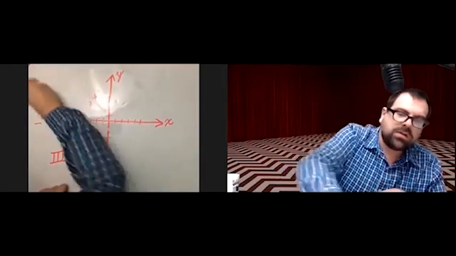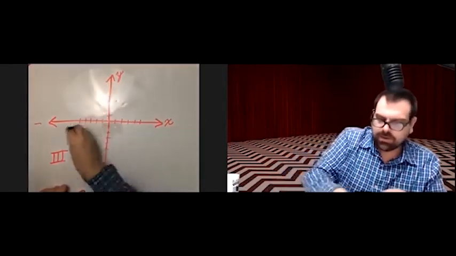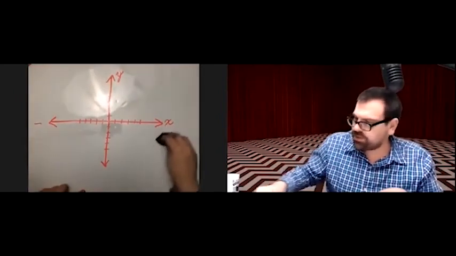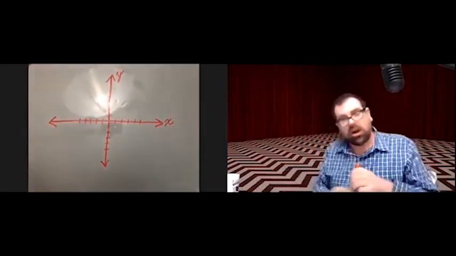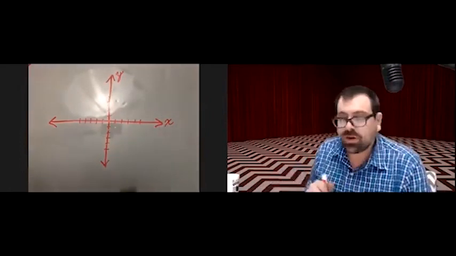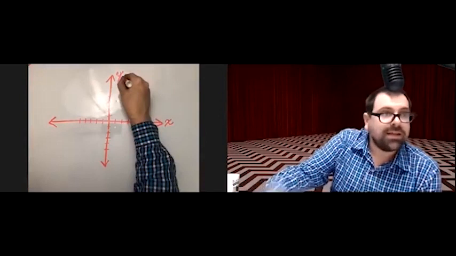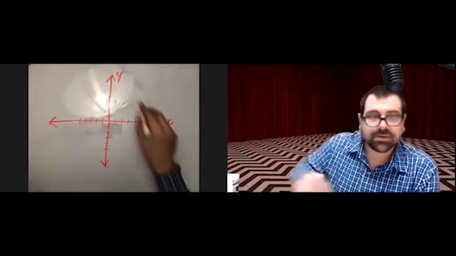When we draw ourselves a coordinate plane, you don't have to put in quadrants 1, 2, 3, and 4. You don't have to put plus, minus. All you have to do is make the coordinate plane, label your x-axis, and label your y-axis. That's all you need, an x and a y.